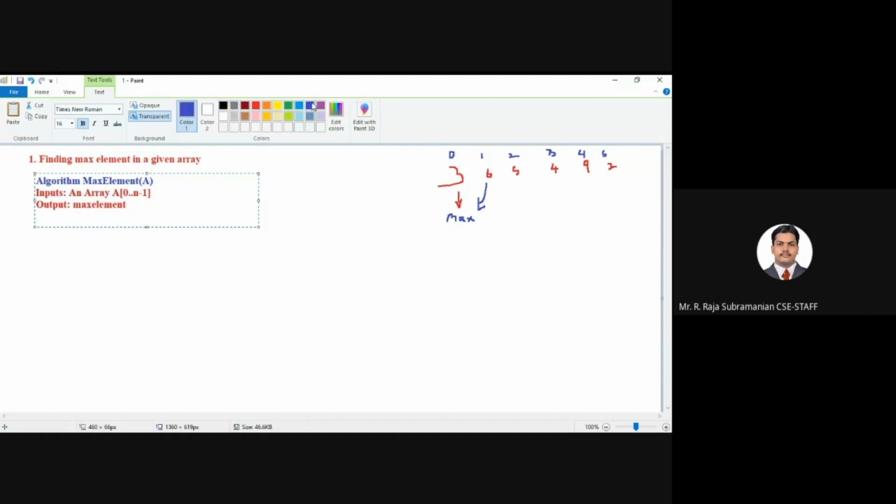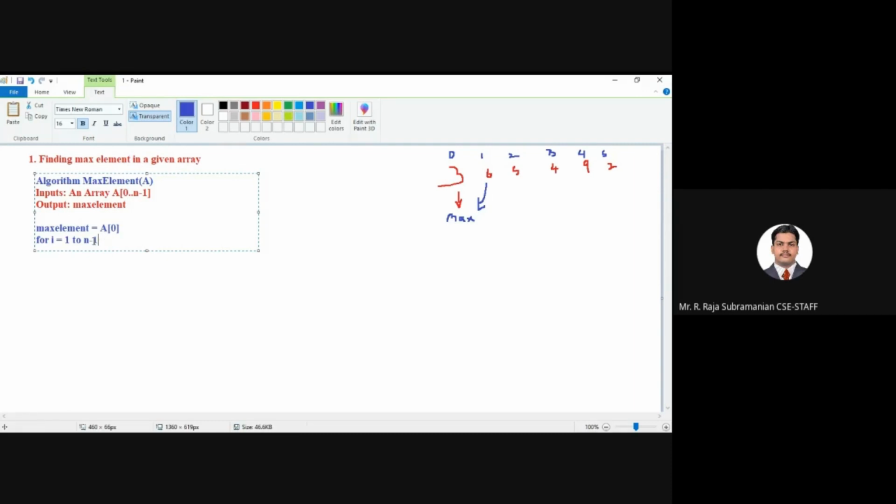I'll go for my logic. So what I will make first is something like max element is equal to a of 0. So I make max element as a of 0 initially. Then what I will do is for I is equal to 1 to n minus 1. It is nothing but for I is equal to 1, I less than or equal to n minus 1, I plus plus, when I write a C program or C++ program.